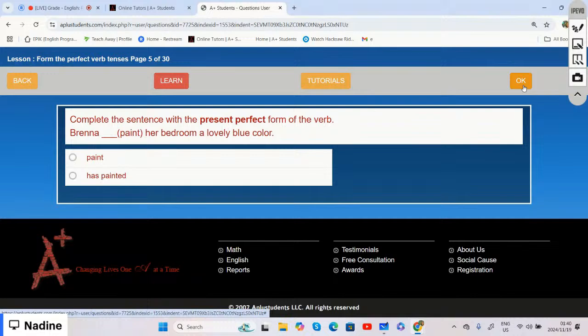And the next one says, Brenna. Do we say Brenna option one, paint her bedroom a lovely blue color? Or do we say Brenna option two, has painted her bedroom a lovely blue color? Which one is correct?